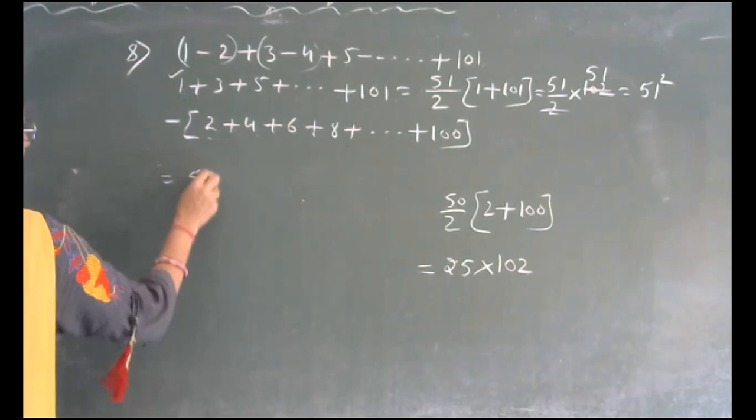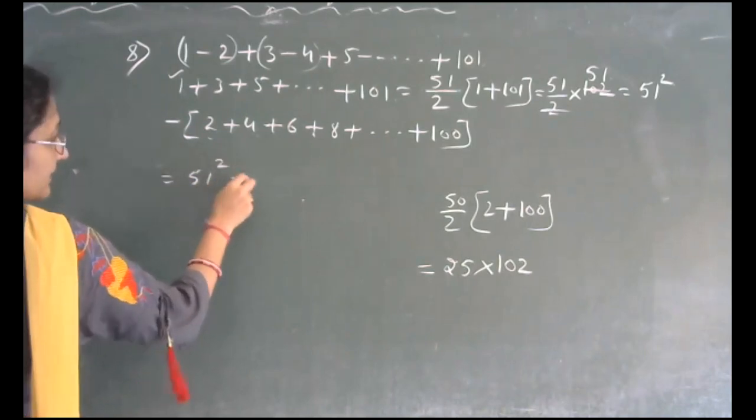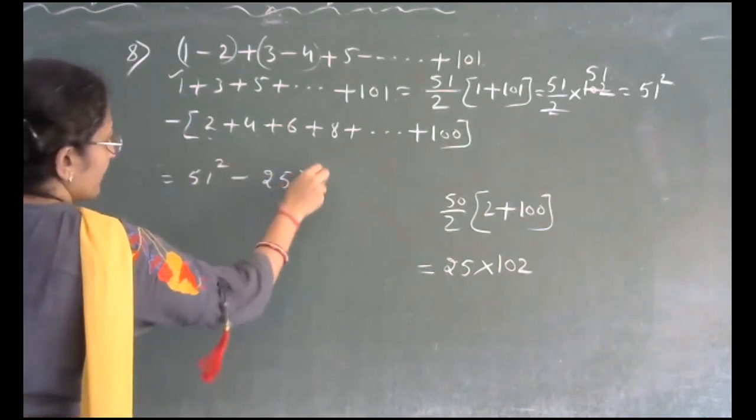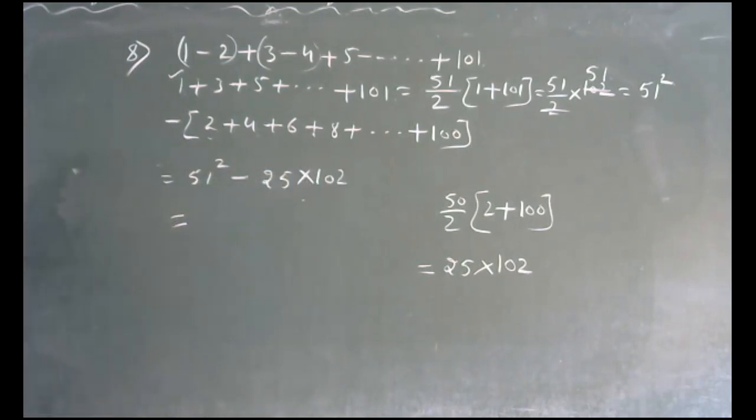So what is the overall answer? The answer is 51 square minus 25 into 102. Clear? Find out its value and you will get the answer.